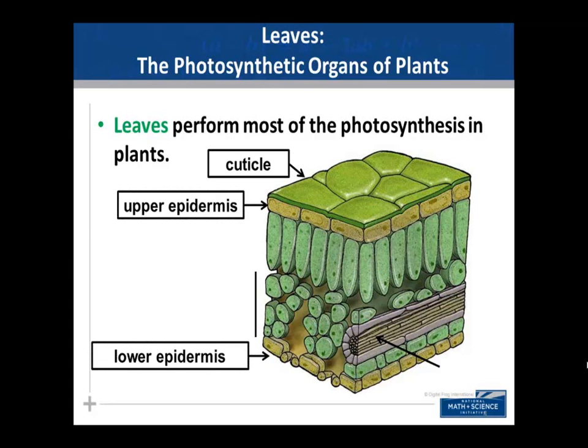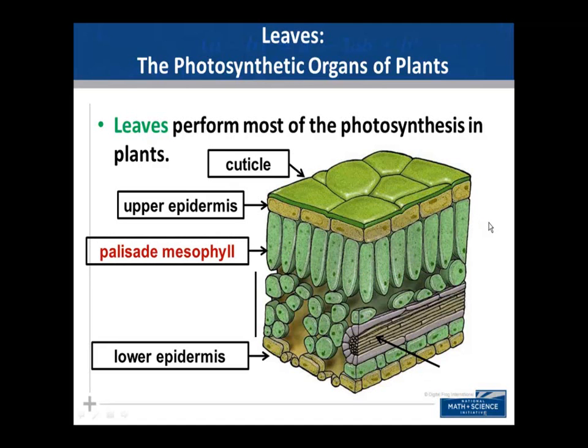Then we have the upper and the lower epidermis layers, and much like the top layer of our skin, the epidermis is just an outer barrier for the leaf. Then this layer here that goes all the way around, and goes deep through the plant as well, is the palisade mesophyll.